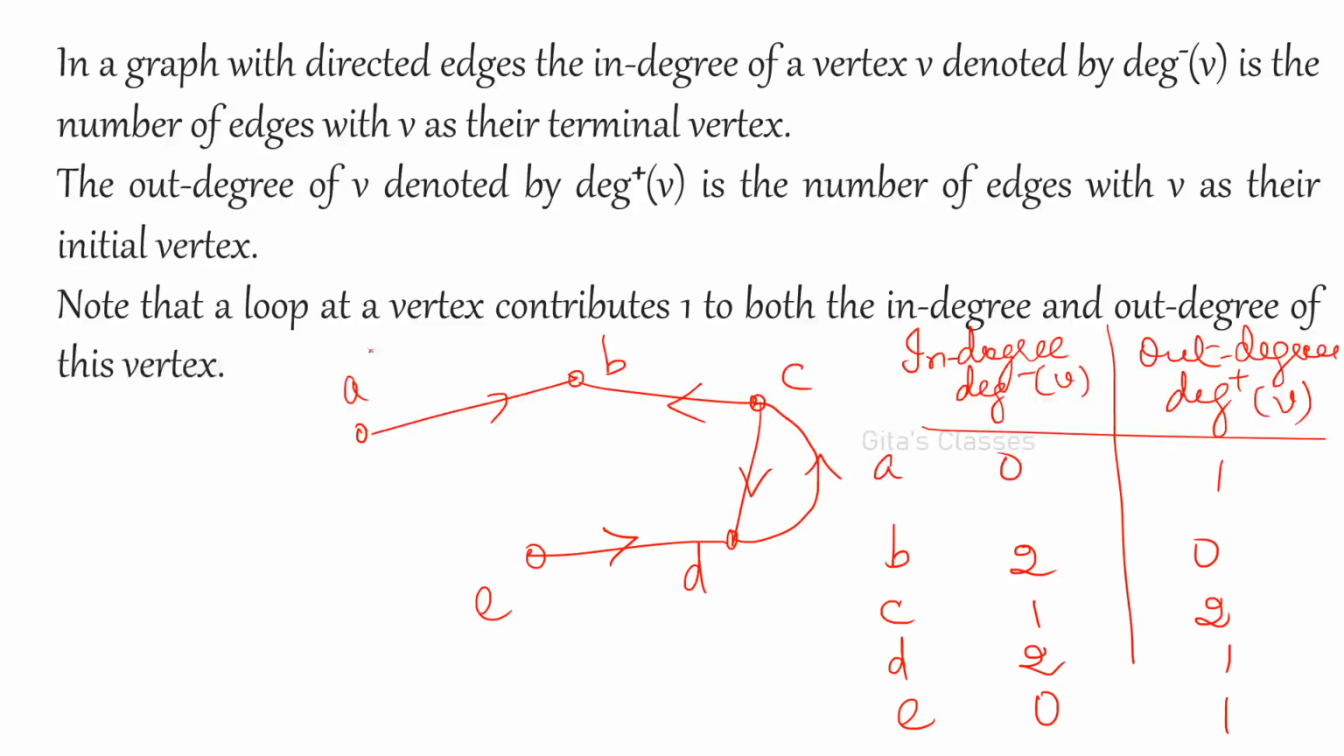Note that a loop at a vertex contributes 1 to both in degree and out degree. Suppose you have a loop here. What about E then? Accordingly it will change. There will be 1 in degree, and out degree 1 is outgoing, plus the loop, so 1 plus 2, which is 3. Totally it is 3.